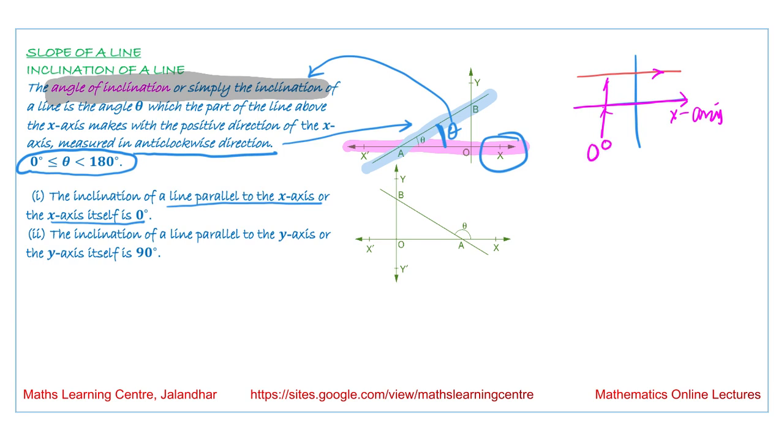Next we are talking about the line which is parallel to the y axis. We are saying this is the x axis, this is the y axis. We are talking about a line which is parallel to the y axis, and this line makes an angle of 90 degrees with the x axis. So the angle of inclination of the y axis or any line parallel to the y axis is 90 degrees.